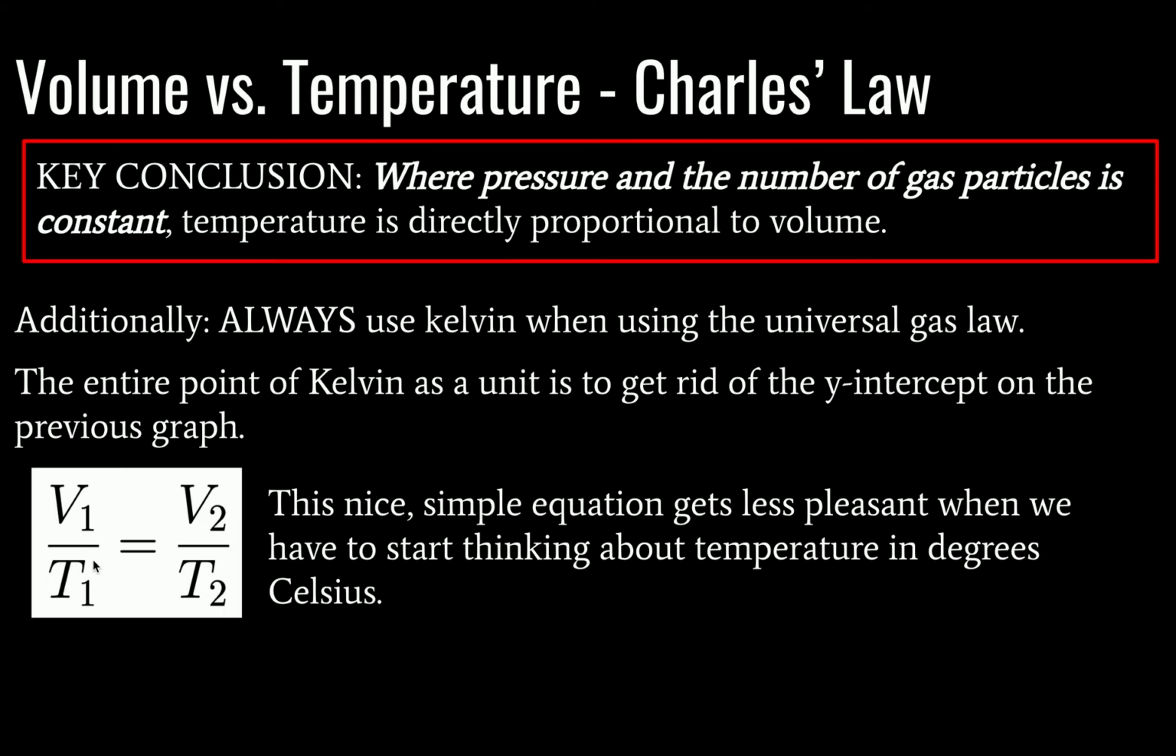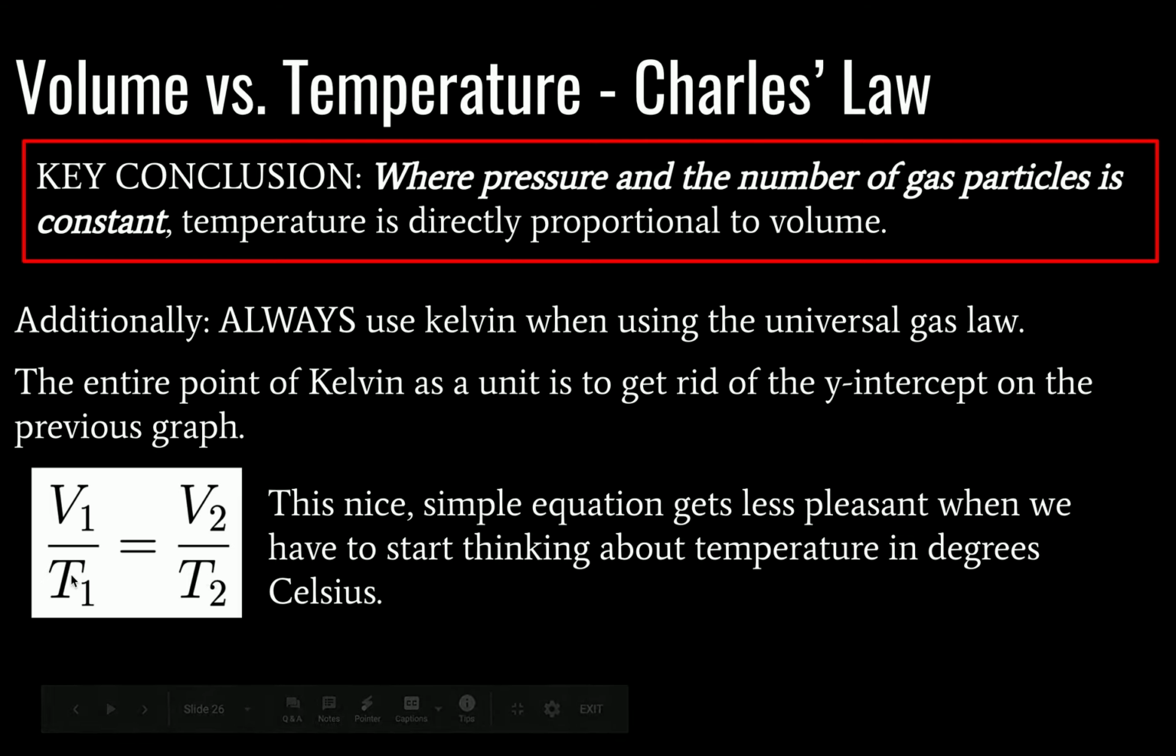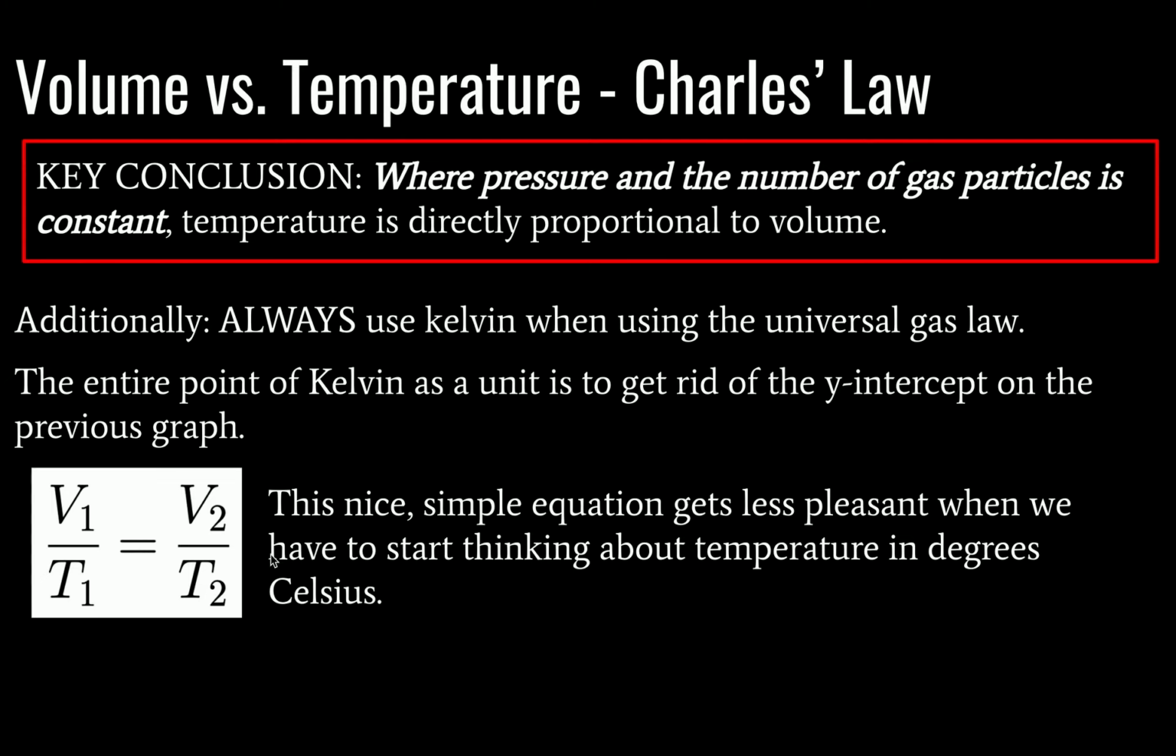If we try to use degrees Celsius here, what we're going to find is that our ratio of temperatures, T sub 1 to T sub 2, will not be accurate. It will be incorrect if we use degrees Celsius. So do not use degrees Celsius.